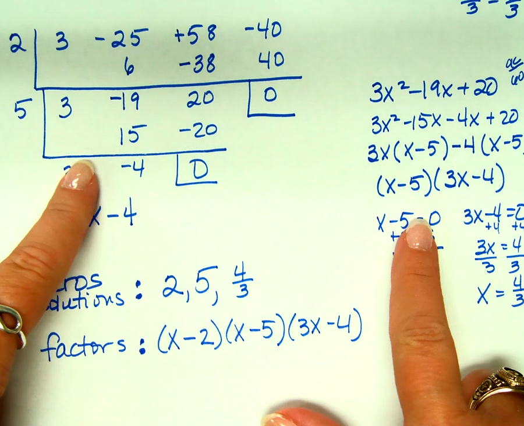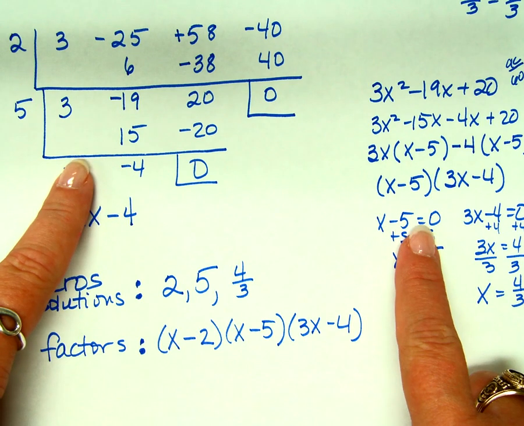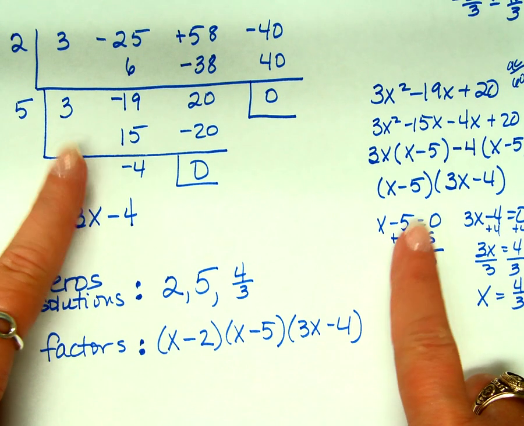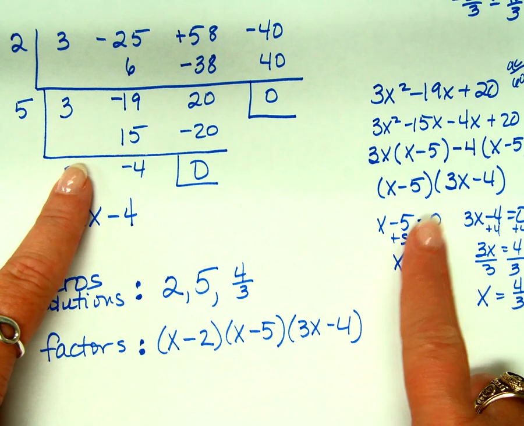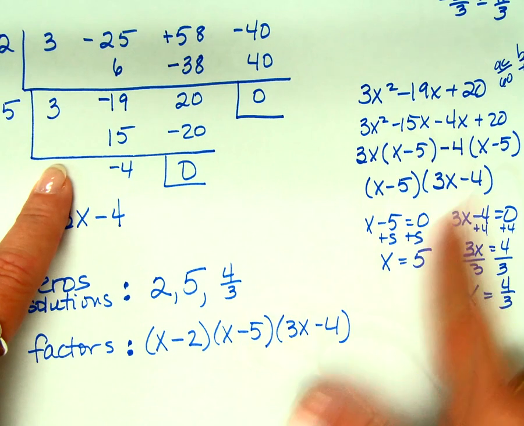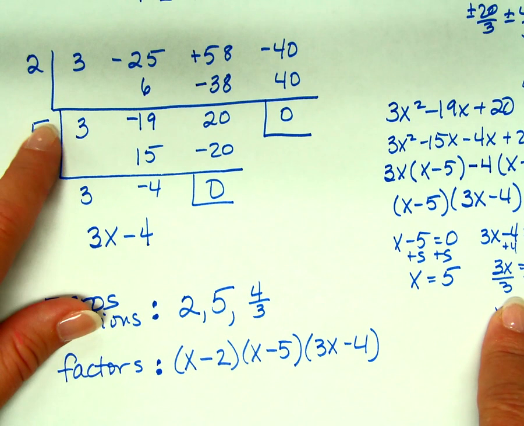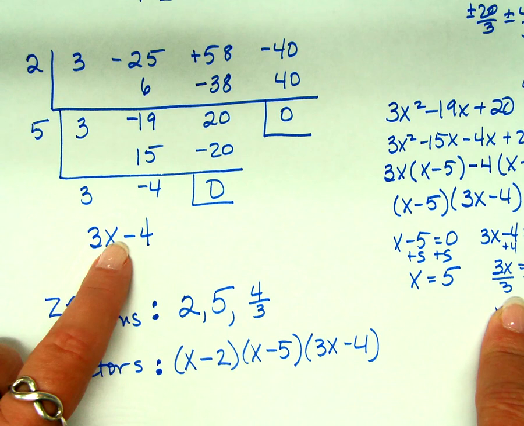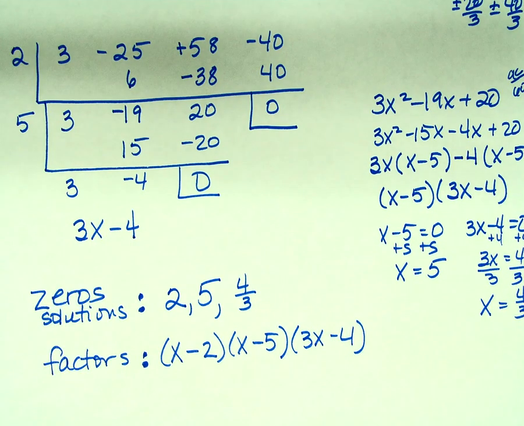Which one of these is more correct? They both are, right? They both are correct. I don't care which way you do it. If you want to factor like we've been doing, if you want to continue with synthetic division, we still got the same answer, didn't we? Any questions?